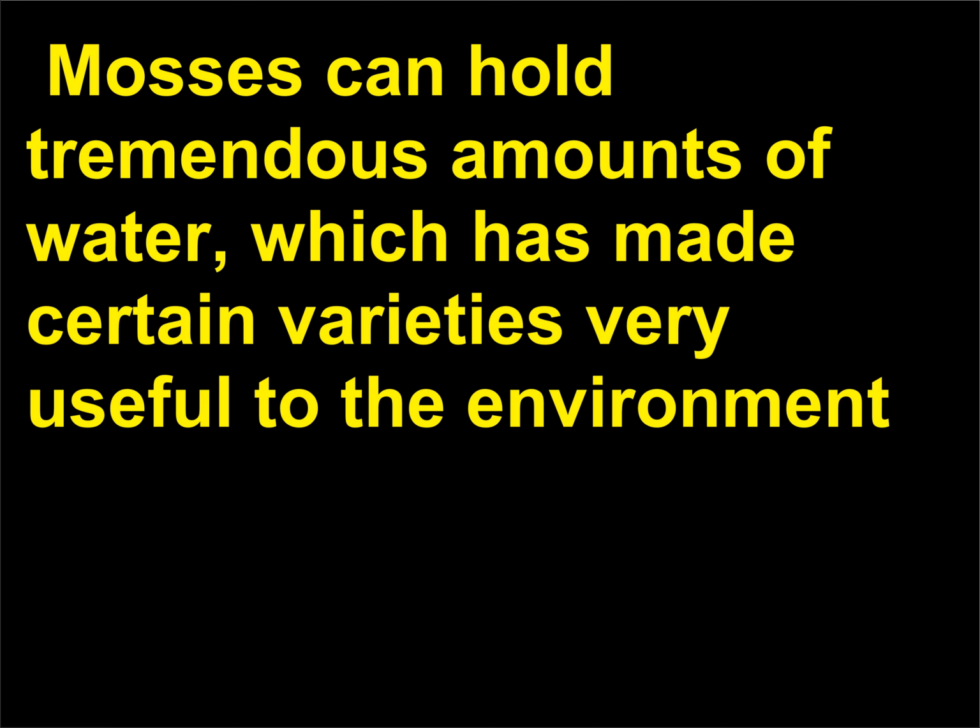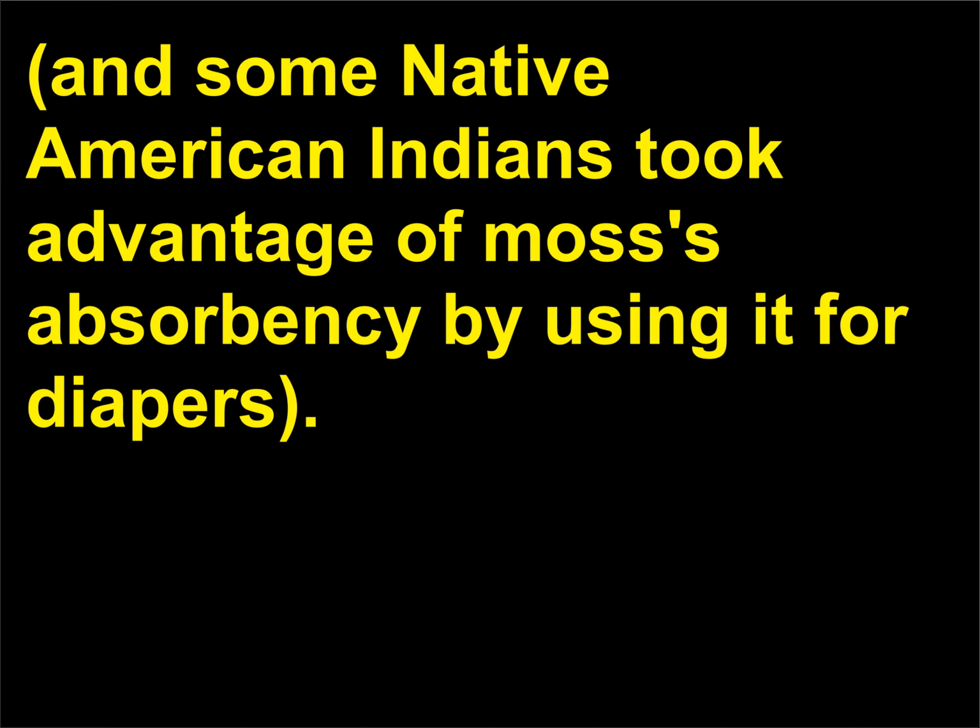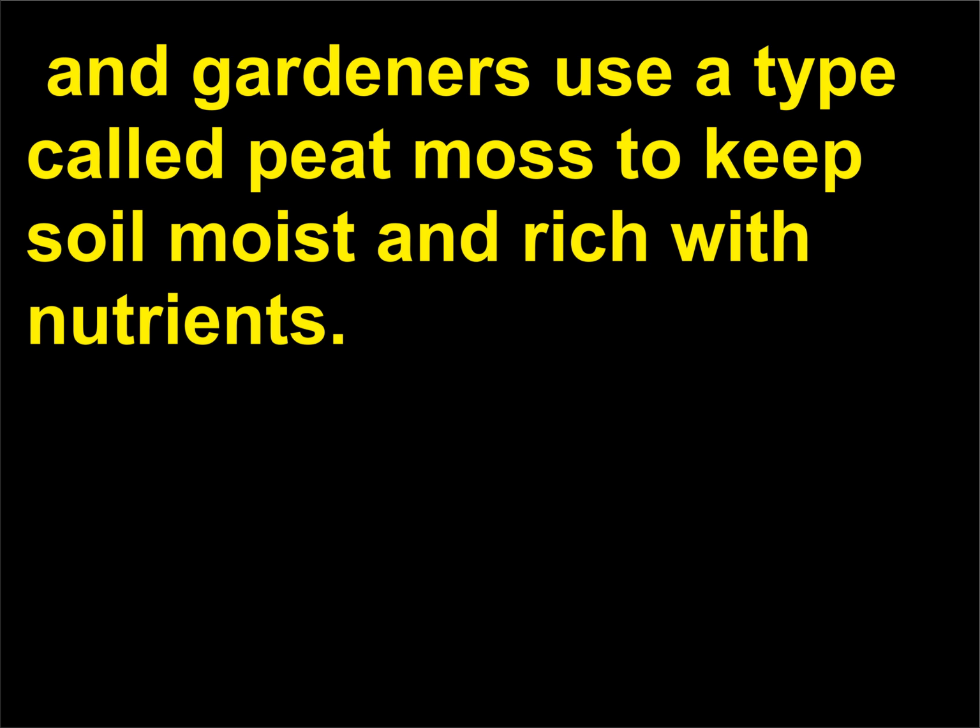Mosses can hold tremendous amounts of water, which has made certain varieties very useful to the environment. Some Native American Indians took advantage of moss's absorbency by using it for diapers. Mosses help prevent flooding. And gardeners use a type called peat moss to keep soil moist and rich with nutrients.